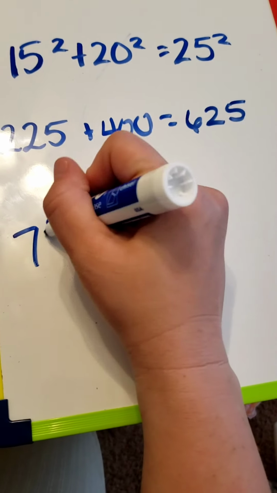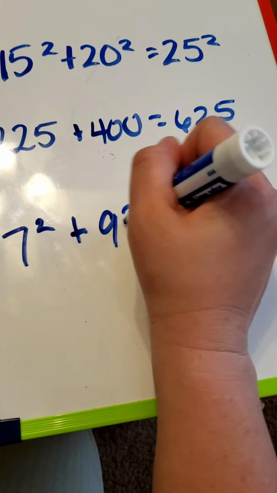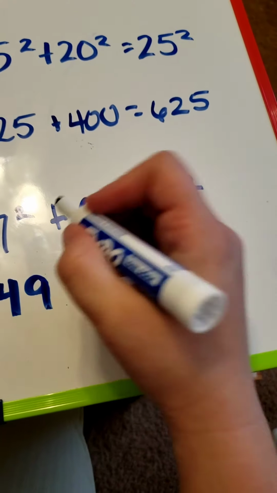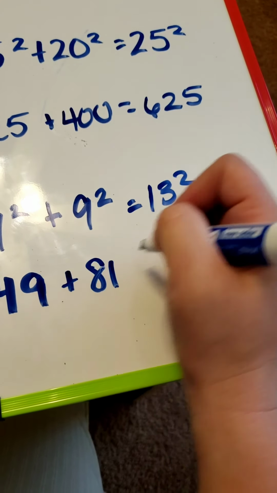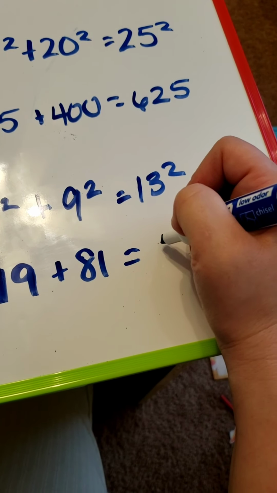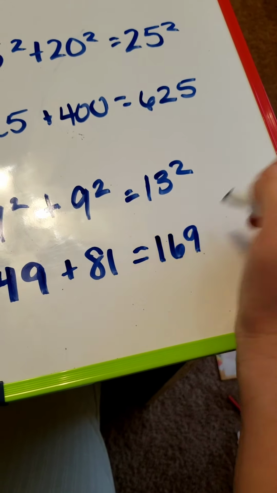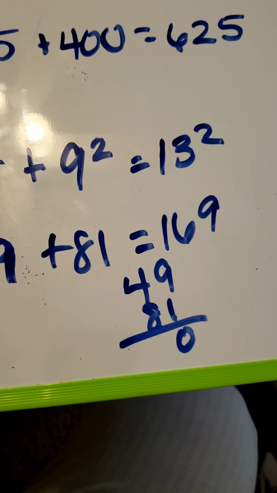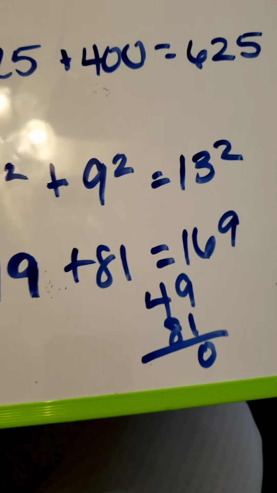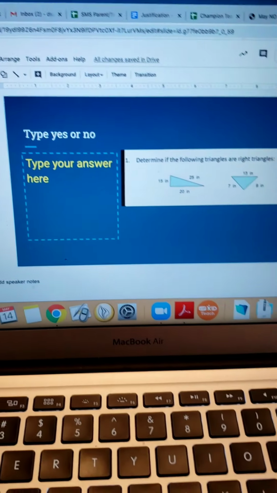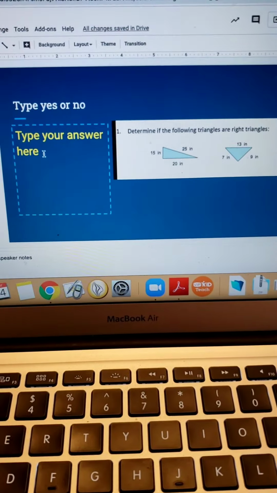Our second one is 7 squared plus 9 squared equals 13 squared. Okay, 49 plus 81 equals what, 169, right? Hang on a second. All right, so you have to actually do your math here. So 9 plus 1 is 10, and it's actually going to equal 130. So this one is not a right triangle. So on here, I would type yes for number 1 and no for number 2.